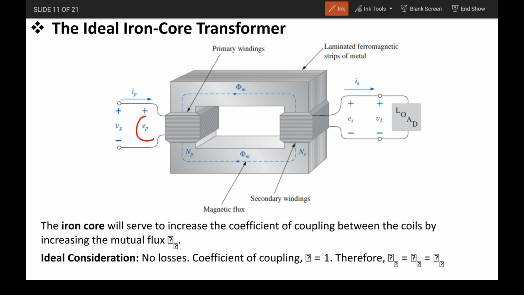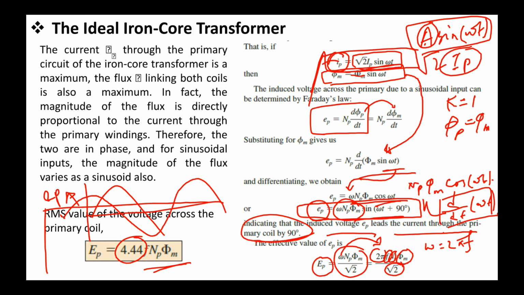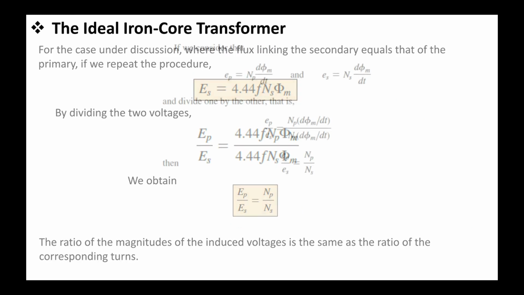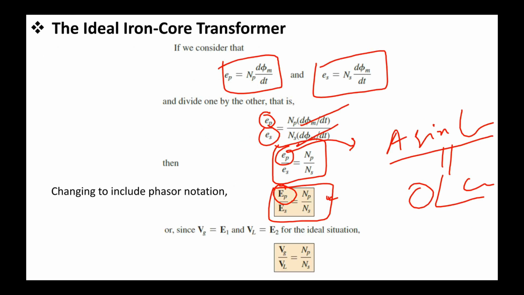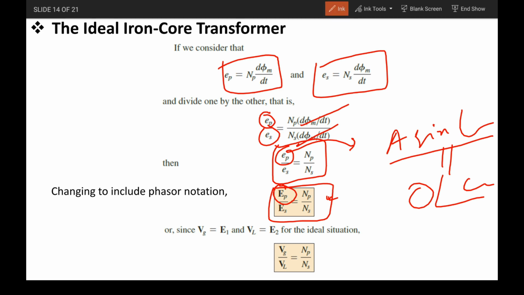So this EP is basically equal to Vg for an ideal case, if we consider there are no additional losses and no other effects, and similarly this ES is basically equal to VL. So that's why we can also change the equation just like this. This EP we can change to Vg, and the secondary is changed to load voltage, because we connected a load with the secondary and our primary is connected with a source of Vg.